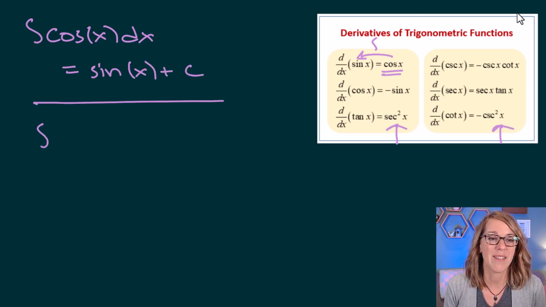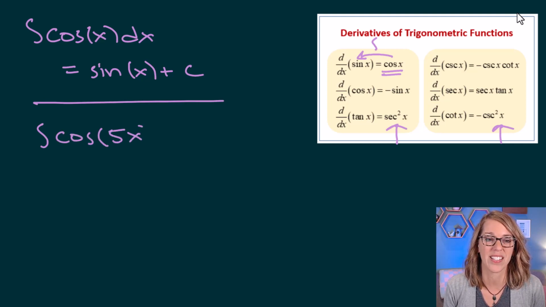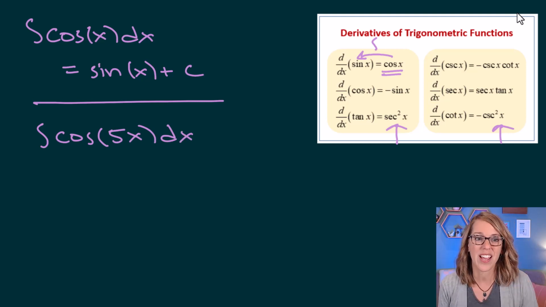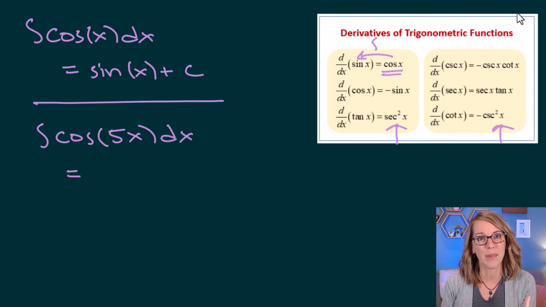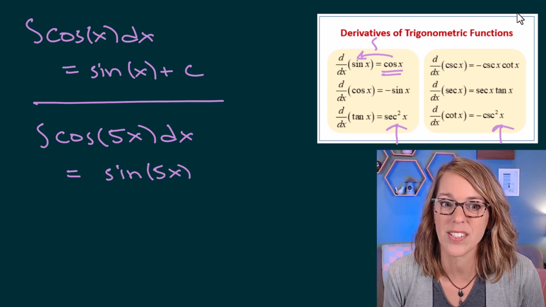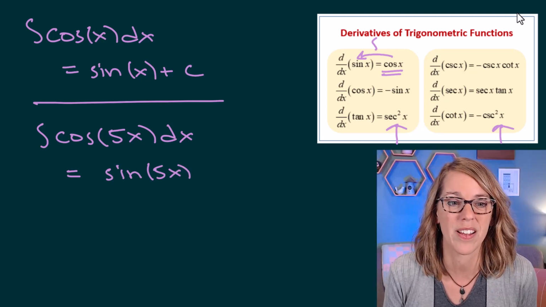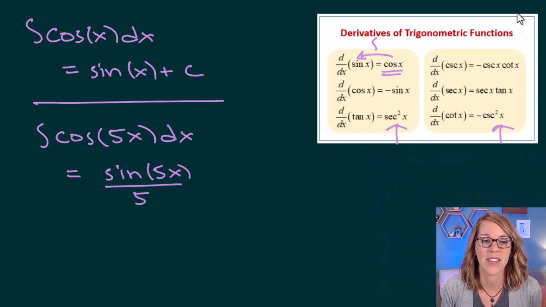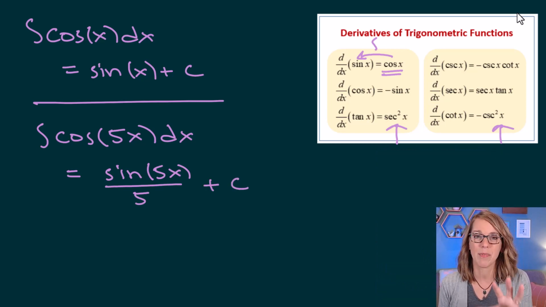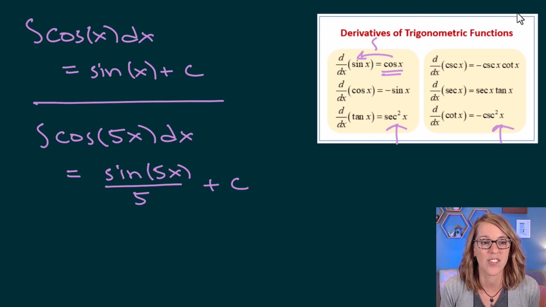If I had a multiplier inside of my cosine, let's say that I had a 5x inside here dx, I'm still going to go back to the sine function, but really similar to the pattern that we saw before. I'm going to end up with the sine of, I'm going to leave that 5x there. This is a really, really nice shortcut. And I'm going to divide by that 5 and then plus my c. This is really similar to what we did with our exponentials.